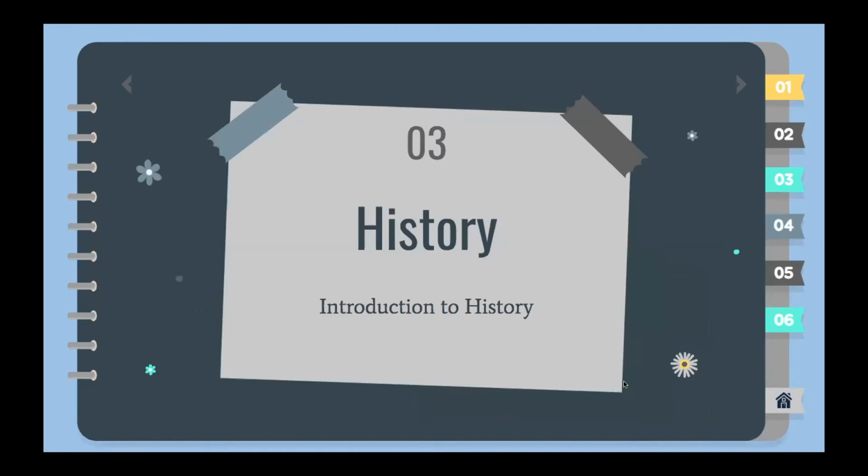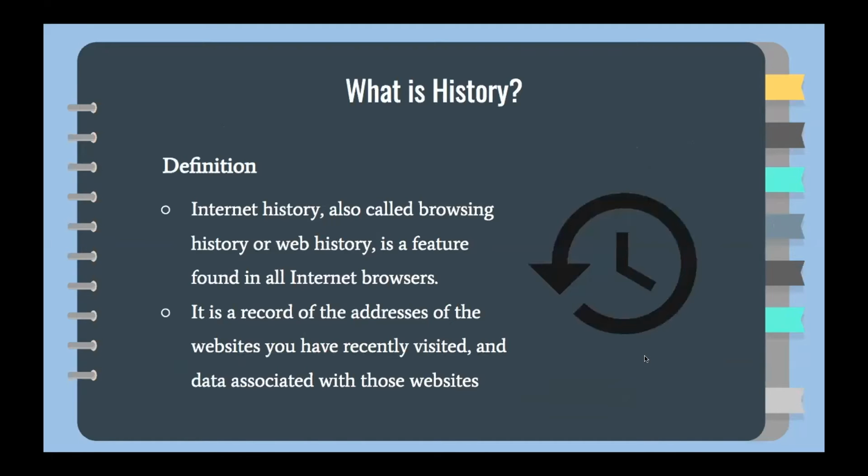Now for history, an introduction to history. It is an internet history, also called the browsing history or web history, which is a feature found in all internet browsers. It's a record of the addresses of the websites you've recently visited and data associated with those websites.